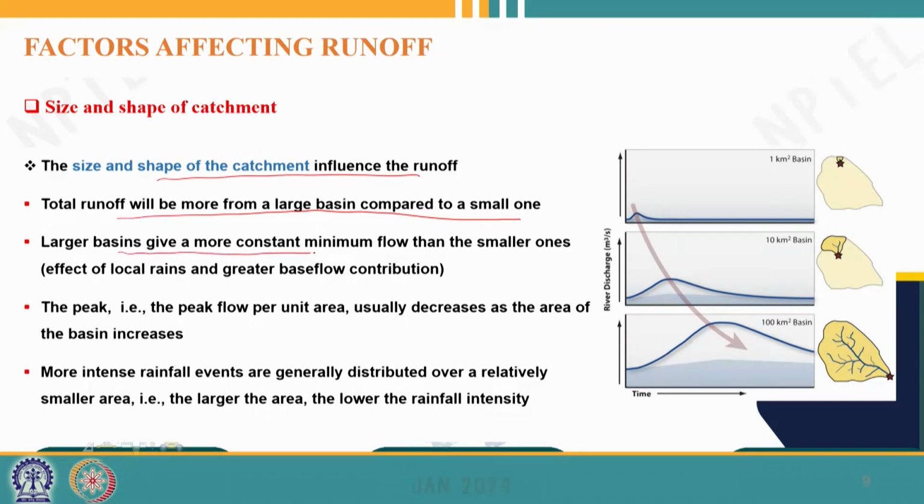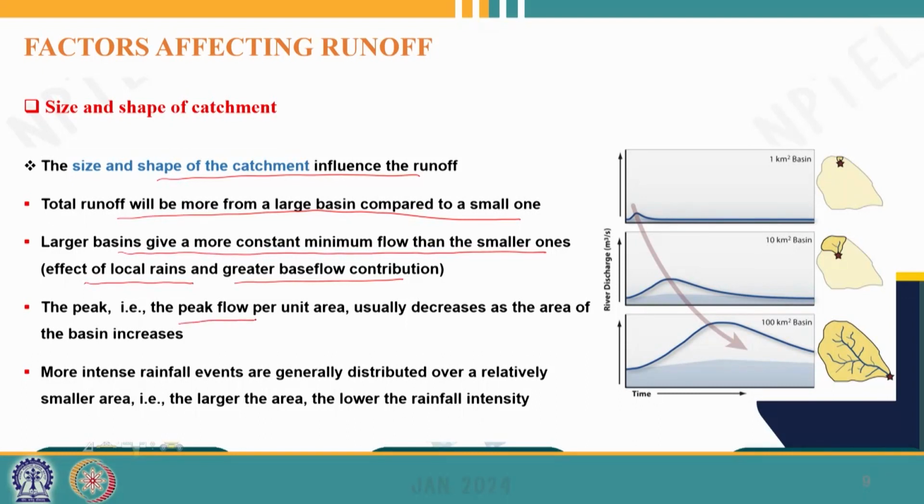A large basin gives a more constant minimum flow than the smaller ones, and that is because of the effect of local rains and greater base flow contribution. So because it is a large basin, there may be localized precipitations, so that will keep on producing rainfall, which may not be true for a small basin.